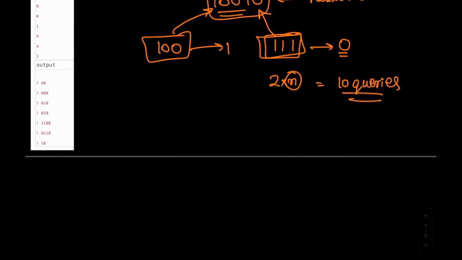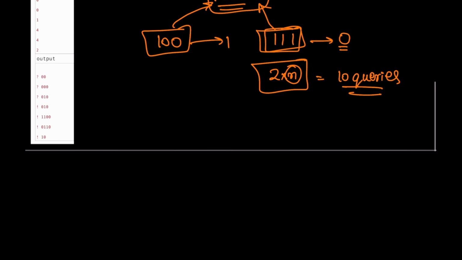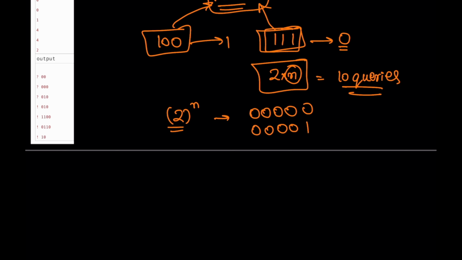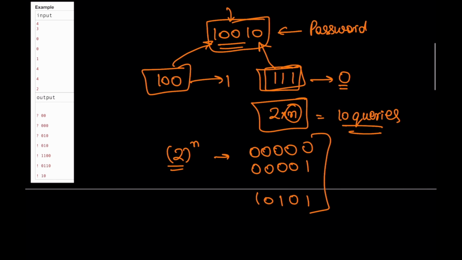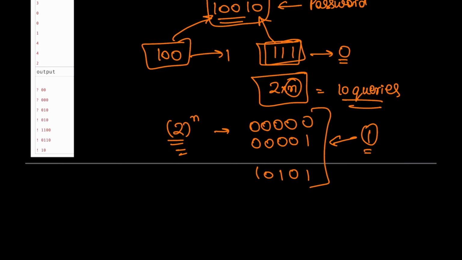If we didn't have this constraint, let's suppose we didn't have to answer in 2n queries, then we would just try all the combinations. The number of combinations would be 2 power n. Let's suppose this is a combination, this is another combination, this is another combination. We would try all these combinations, and for one of them it would give a yes. So that would be our answer. But we cannot do this, because we only have 2 times n queries, right? So what can we do?